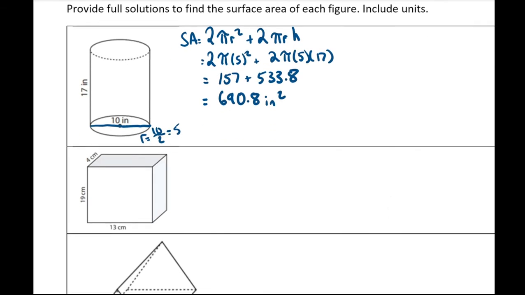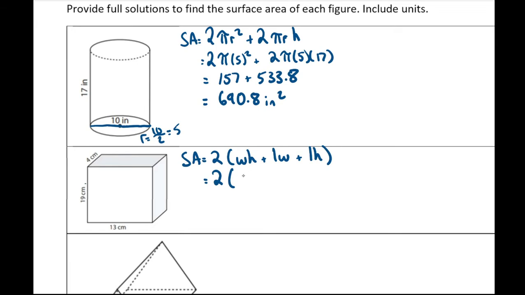If we look at our cube or rectangular prism, the surface area for this shape is 2 times the width times the height, plus the length times the width, plus the length times the height. Basically, we have 2 faces that are the same, and we have 3 different pairs. This one lines up with the one on the other side, this one lines up with the one on the bottom, and this one lines up with the one over here. So we have 3 pairs of different faces, and each will have its own combination of length, width, and height.